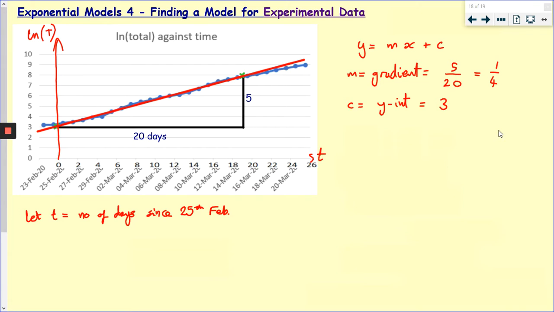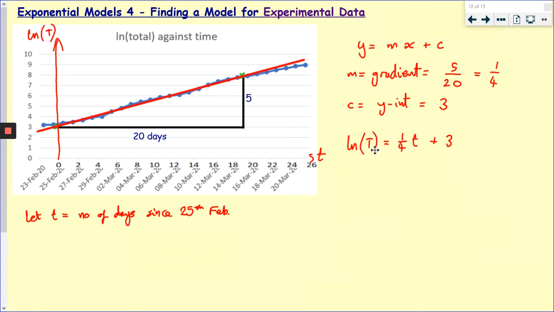So now what we're going to do is plug this into our y equals mx plus c equation. Okay. Now y in this case is ln of the total number of cases. So instead of y, we're going to write ln T equals, and then m times x. So m is our gradient, 1/4, and x, the x-axis, is our t variable, time, little t, sorry again for the confusion, capital T, little t. And then plus c, in this case, the y-intercept is 3.